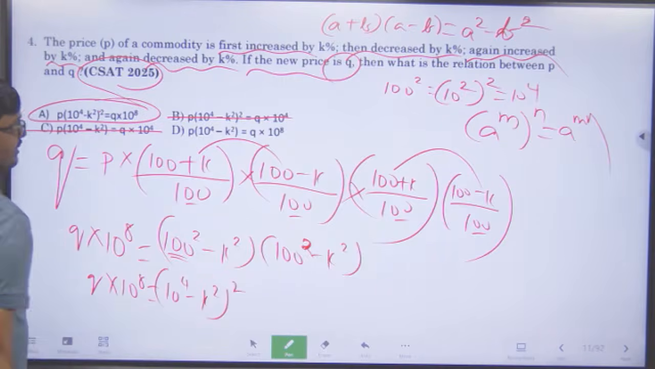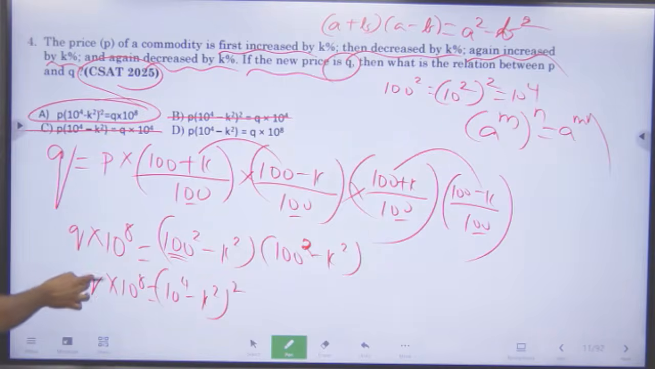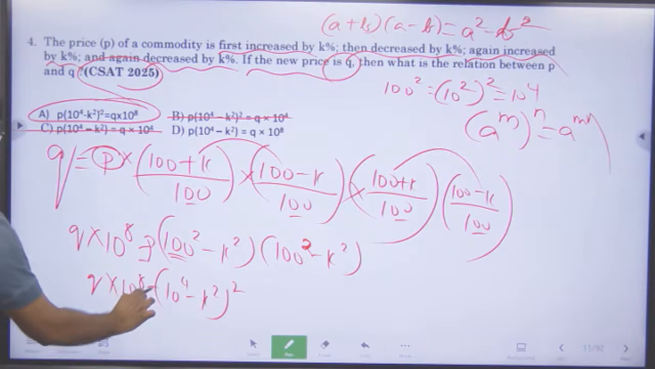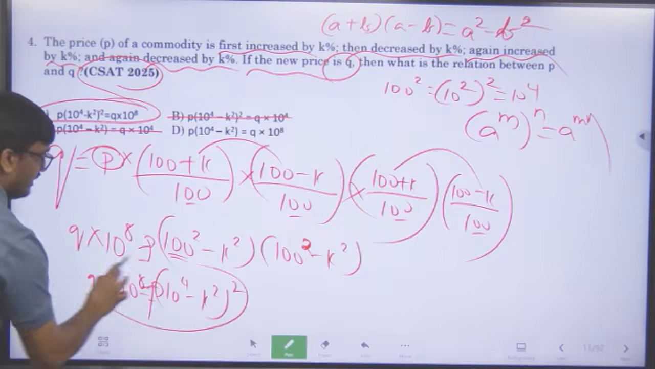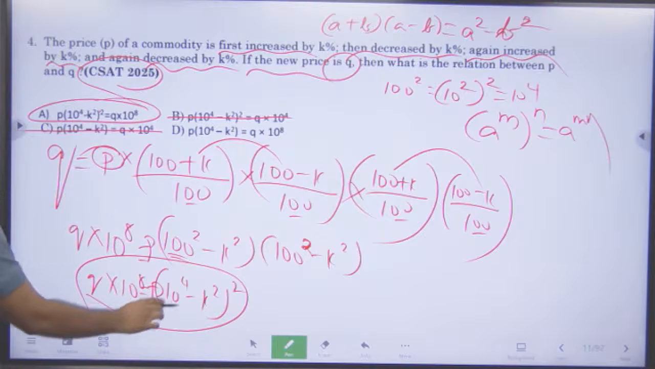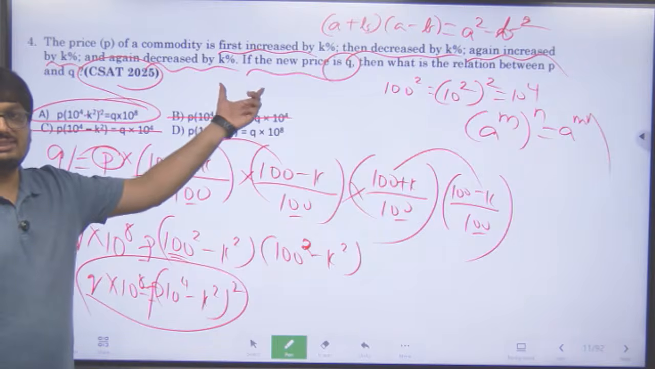100 square means we know that is 10 power 4 minus k square. 2 times it is there. So what is the answer? Q into 10 power and p is there, right? P. This is the relation: Q into 10 power 8 is equal to P into 10 to the power 4 minus k square whole square. That is option A, the correct answer.